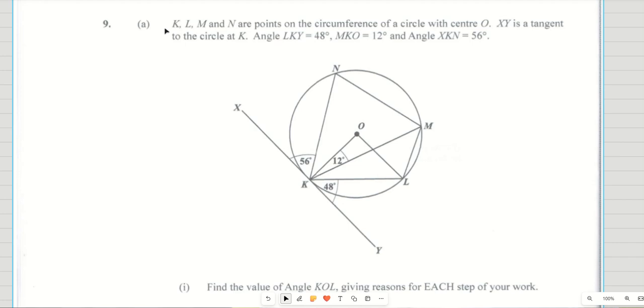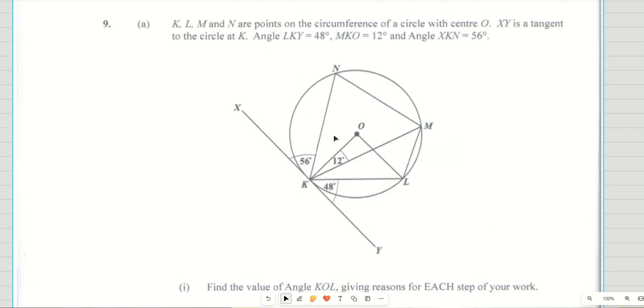Number 9a says, K, L, M, and N are points on the circumference. So if we identify K, M, L, and N of a circle with a center O, so this dot here is the center, XY, that's this line here, is a tangent to the circle at K, meaning when they say tangent to the circle, it means it's touching the circle. Okay, that line is touching the circle.